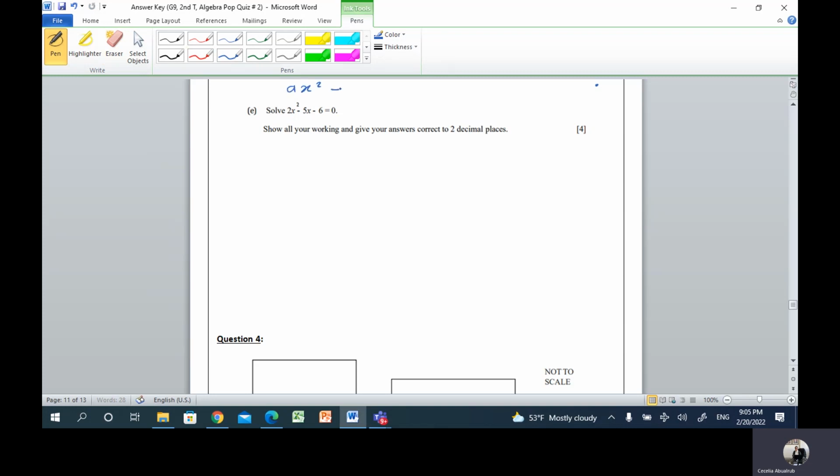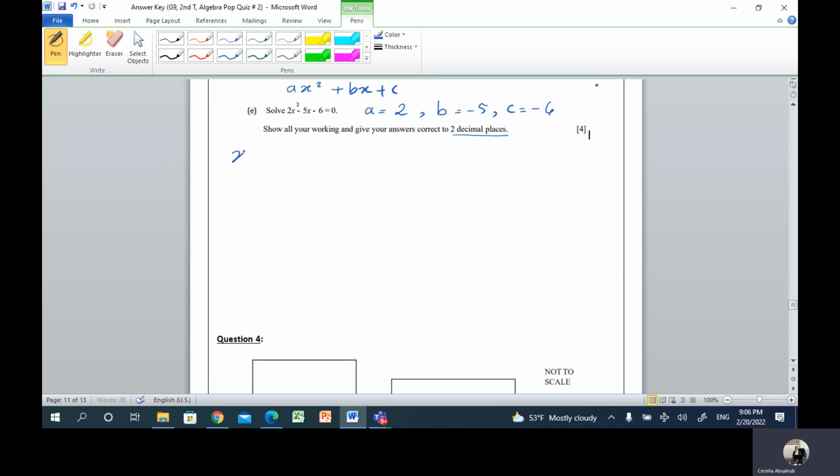As explained earlier, when they want you to solve a quadratic equation that is written in the form of ax squared plus bx plus c, and they're asking you for an answer that is correct to a certain degree of decimal places, then you need to use the formula. So in order for you to use the formula, you're going to identify the a, which is the coefficient of x squared, and in this case it's 2. And you need to identify b, which is the coefficient of x, which is in this case negative 5. And you need to identify the c, which is in this case the negative 6.